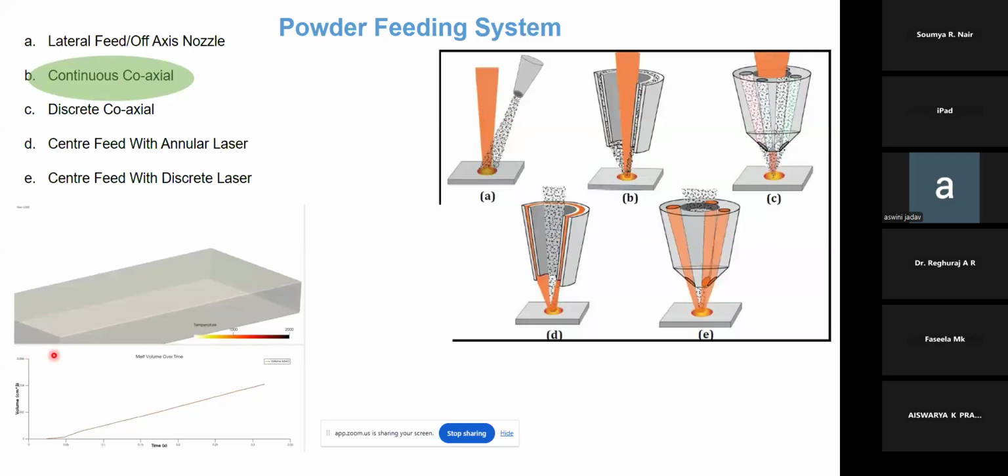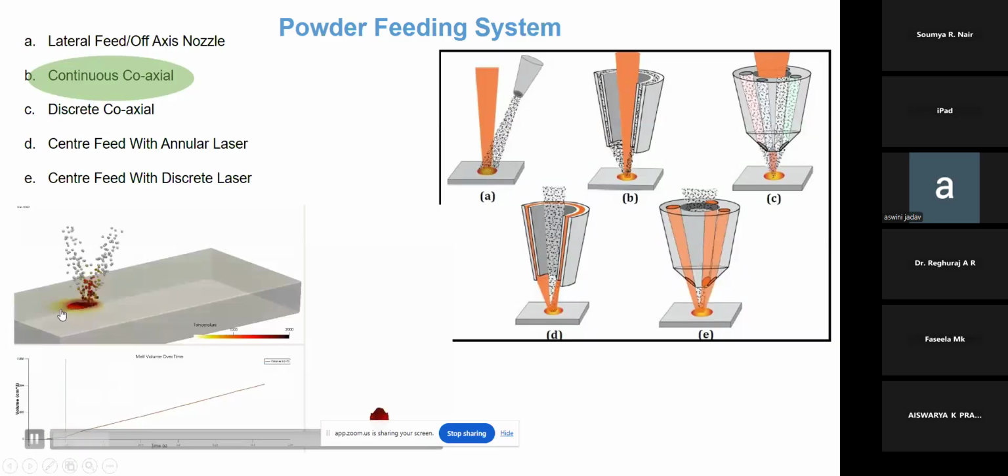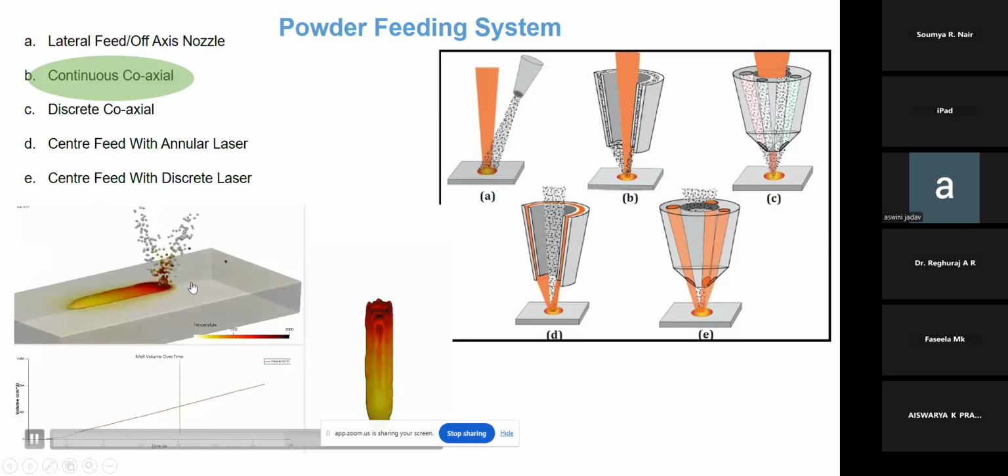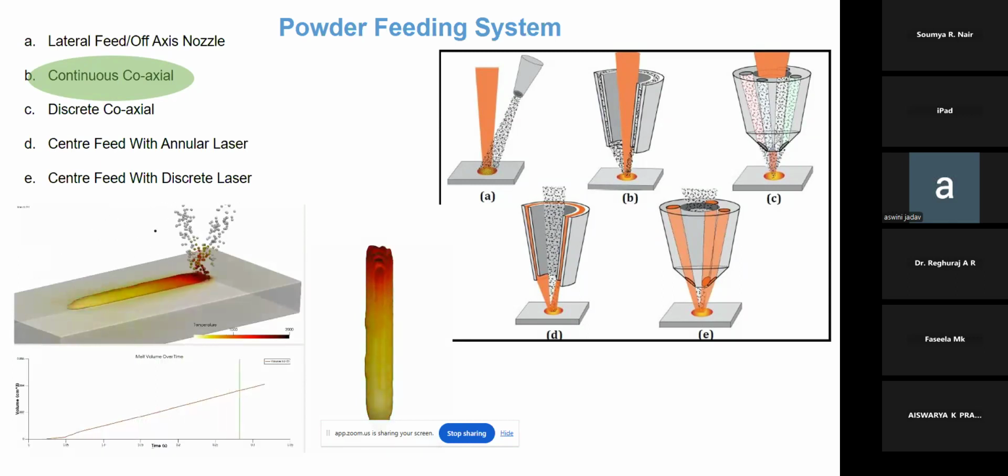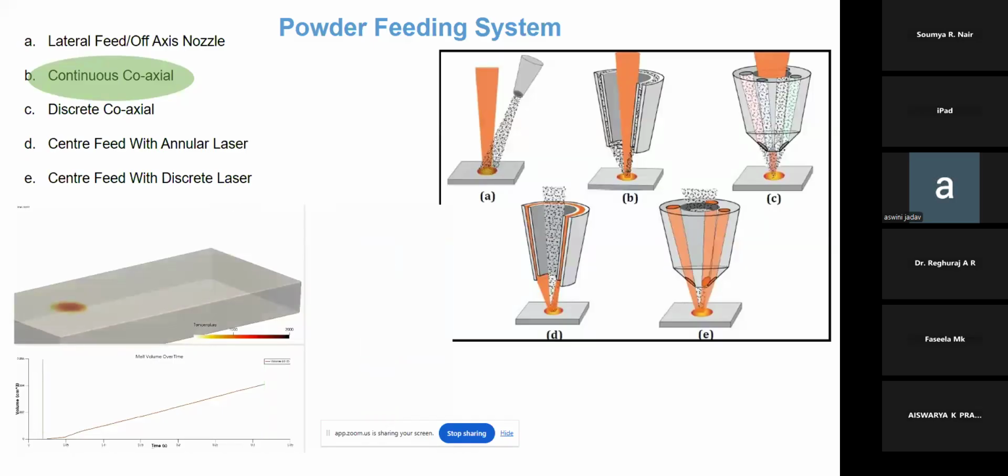So maybe this video will help you to understand how the metals are melted. See, first the substrate will be melted by using the laser. Then only you will have an interaction with the feedstock material. The feedstock material is also melted, and it is deposited on the substrate. Right, just moving to the next slide.